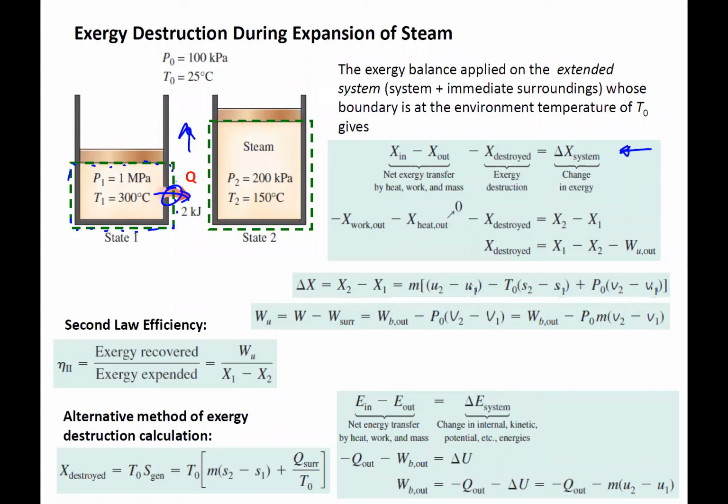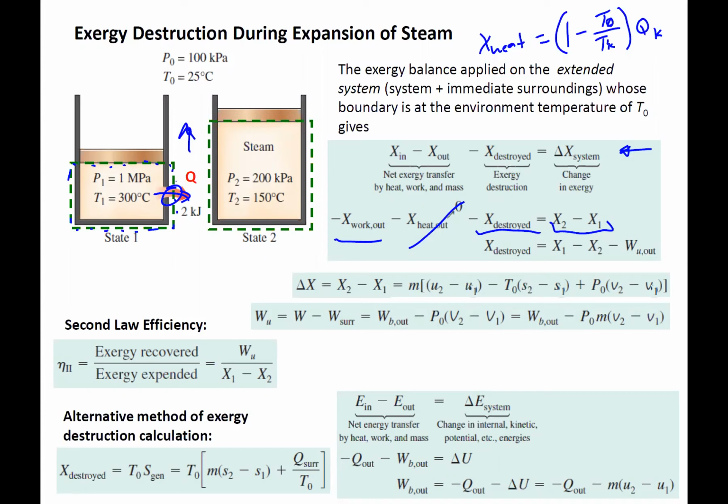Well, we have exergy by work, because there's work, the piston's moving. There's exergy destroyed. We have change in exergy inside our system, but we happen to cancel off the exergy by heat transfer. Well, that comes from that exergy by heat transfer, which is this, right? It's Q, and then this is the temperature that goes with that Q.